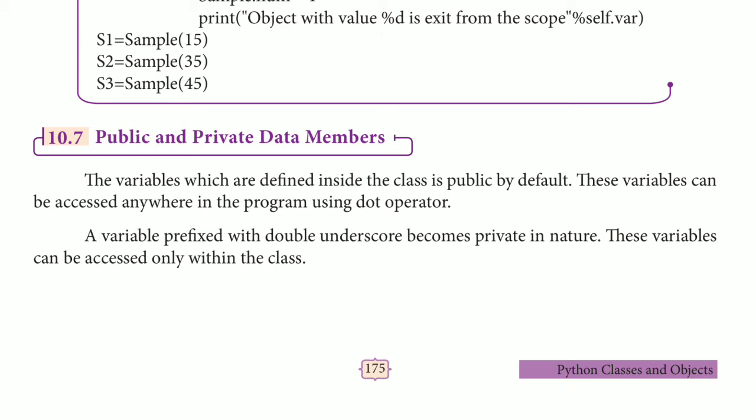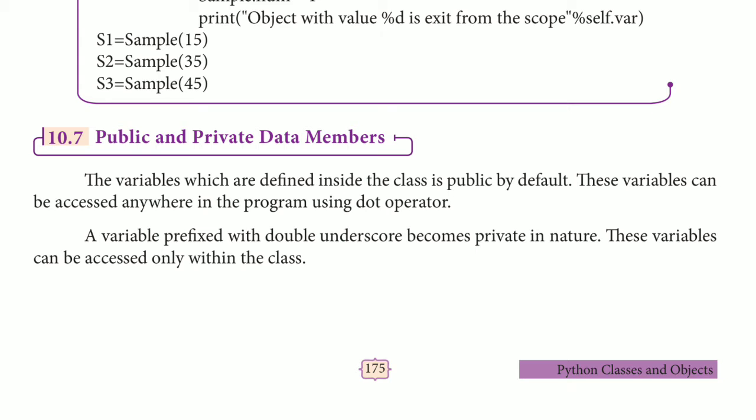Once you have created a variable inside the class, by default it is public, which means you can access it anywhere throughout the program, not only inside the class but also outside the class with the dot operator, with the object of the particular class. So with the object of the particular class, you can access the public variable which is inside the class.